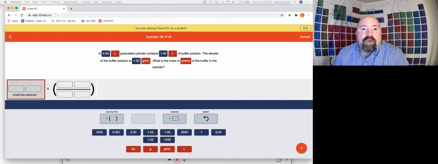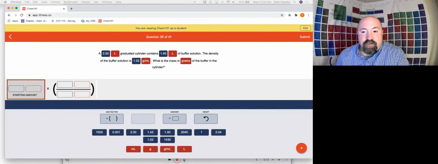In this problem, we're given that we have a graduated cylinder, which contains 1.40 liters of solution. We're told the density of that solution is 1.02 grams per milliliter, and we want to find the mass in grams of that buffer, of that solution. And so there's a couple ways that we can go about this.